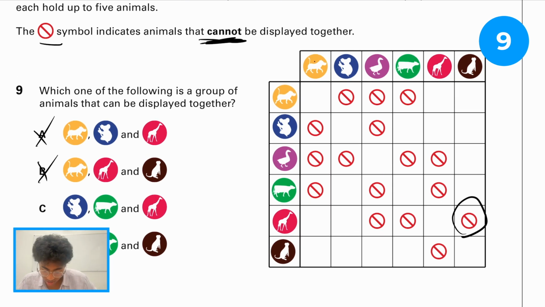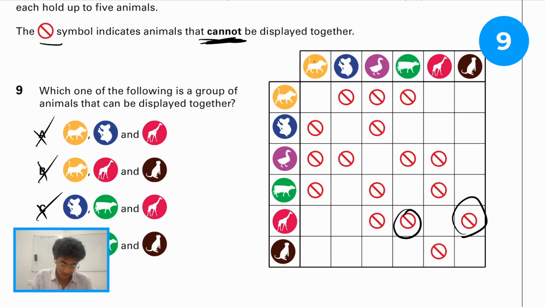Let's look. Koala. Can koalas live with cows? They can. Can koalas live with giraffes? They can. Can cows live with giraffes? Cows, giraffes? No. Cows cannot live with giraffes. That means this group can't live together because the cows and giraffes will start fighting.